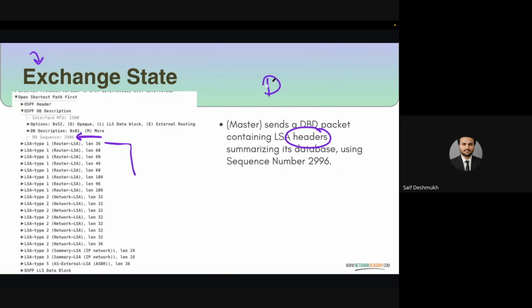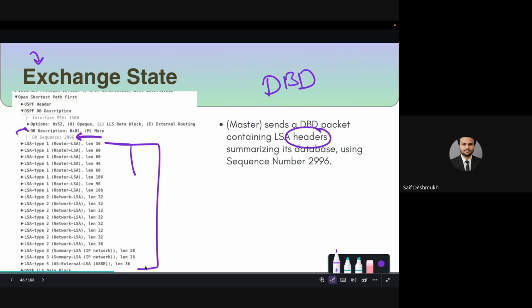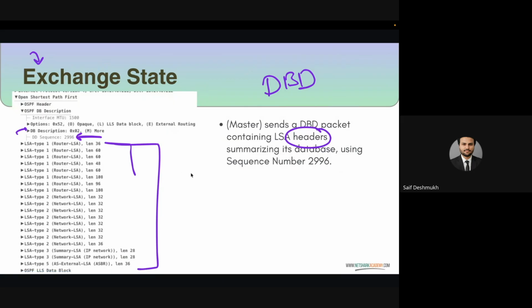Again, this is the DBD packet. Earlier, the empty packet was used in extract. This is again a DBD packet, the database description packet, and in it you have all the LSA routing information headers. Think of it like, instead of full information, it just contains the header information of that routing information. Based on that, the receiving side can judge if it needs that information or not, if it has that information or not.